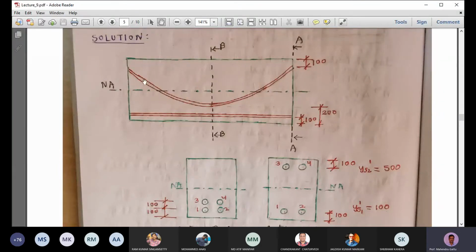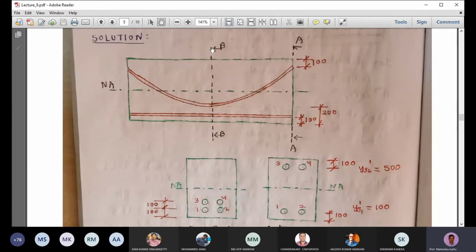For cable 3 and 4, they're placed in a parabolic fashion. At the midspan, they're located at 200 millimeters from the bottom, and at the edges, the left edge and the right edge, they're located 100 millimeters below the top. So this distance is 100 millimeters.